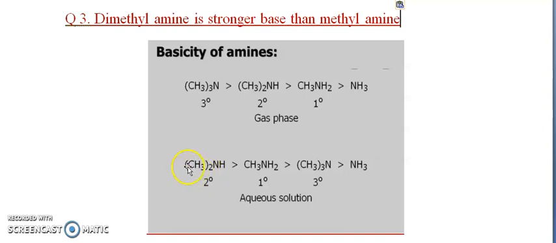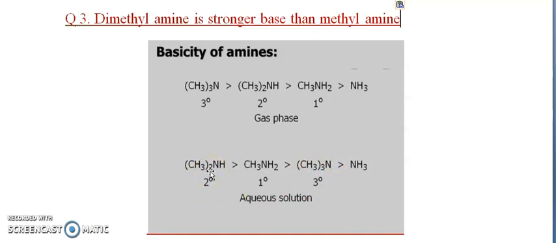So due to the presence of an alkyl group in primary amine, there is one time plus I effect. Due to the presence of 2 alkyl groups in secondary amine, there are 2 times plus I effect. So the electron density will be higher in secondary amine than primary amine, and even higher in tertiary amine because there are 3 alkyl groups. By this concept, we could say that tertiary amine is most basic. But the actual picture is different. Tertiary amine is not most basic. Most basic is secondary amine.